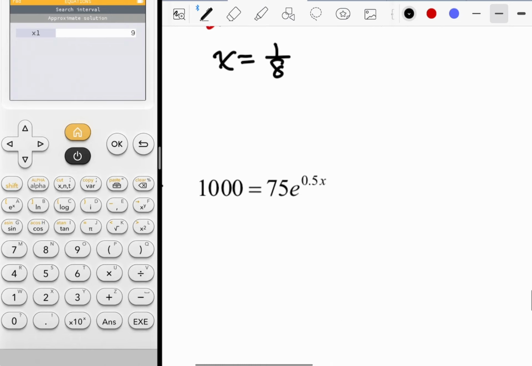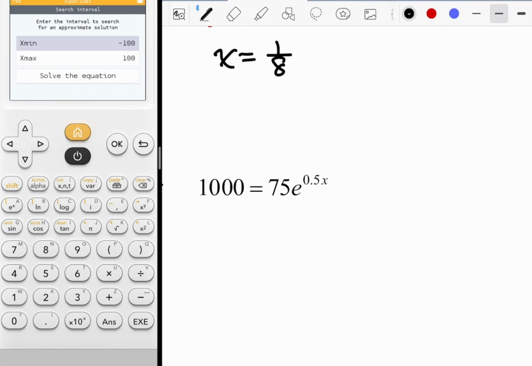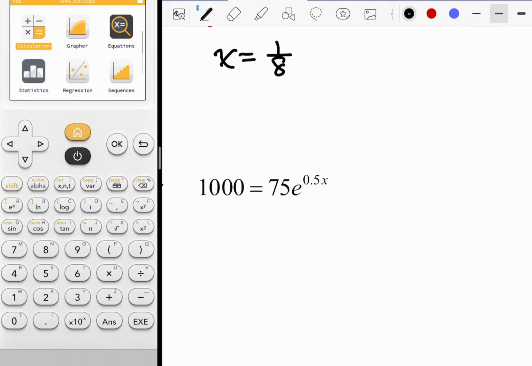If the answer exists in the domain that you select, then great. But let's say I did -5 to 5 as my domain, it'll say this. That just means I have to widen my interval. All right, so that's an option.